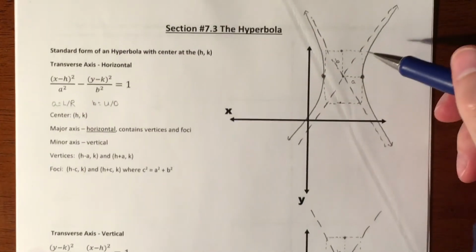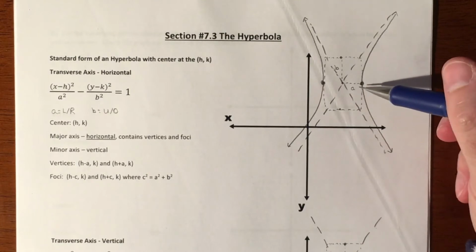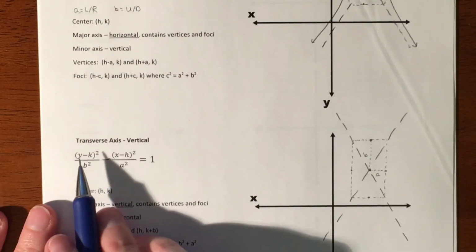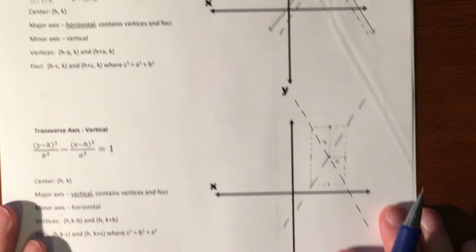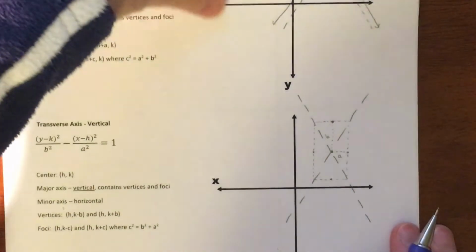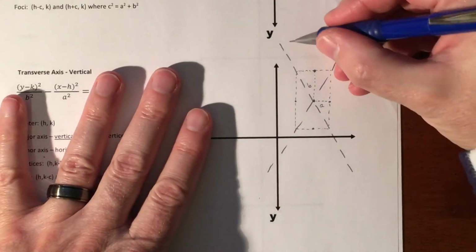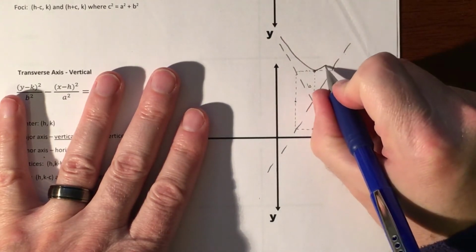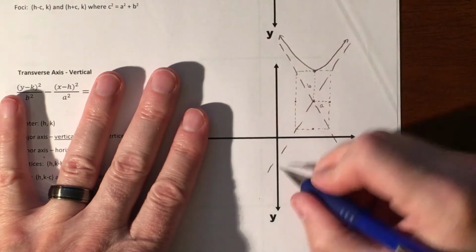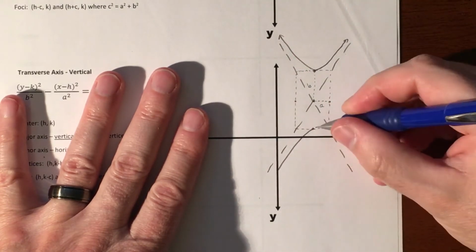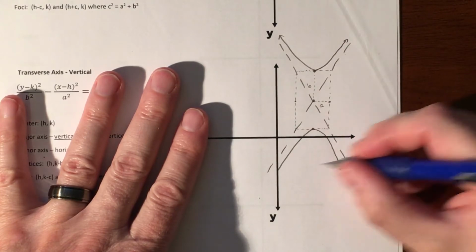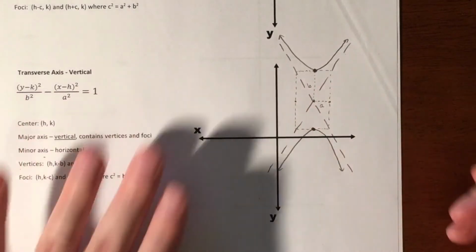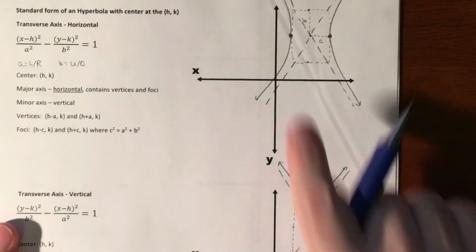So it had nothing to do with which side was wider or longer or anything like that. It just has to do with the fact that it's X's being subtracted by Y's as opposed to Y's being subtracted with X's. This graph is going to look like this, where it's going to come from the top, hit that vertex and bounce back up, or it's going to come from the bottom, hit the vertex and come back down. So you still have two vertices. They're just top and bottom versus left and right.